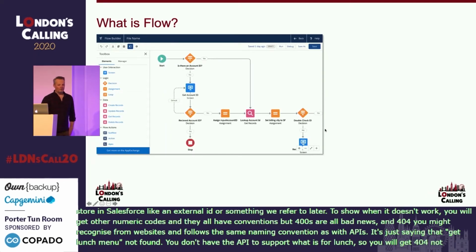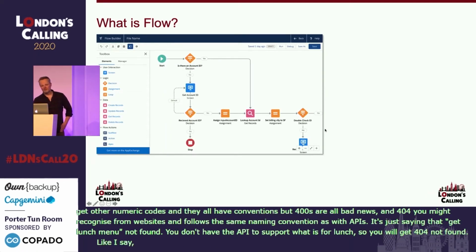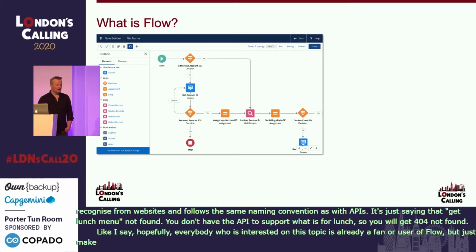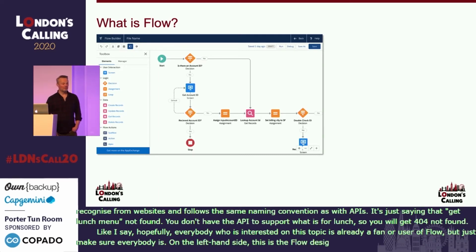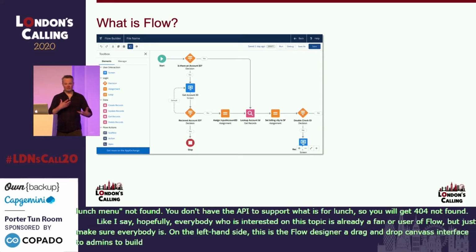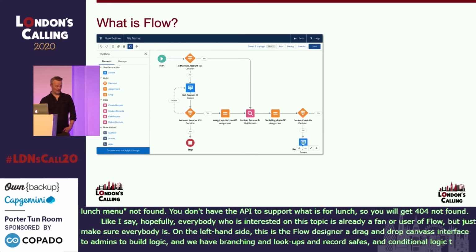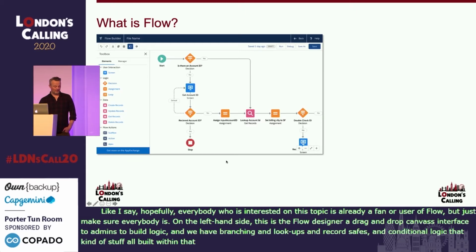Like I say, hopefully everybody who's interested in this topic is already a fan or a user of Flow, but just make sure that everybody is. On the left-hand side there, this is the Flow Designer. It's a drag-and-drop canvas interface for admins to build logic. So we've got some branching and lookups and record saves and conditional logic, that kind of stuff, all built within that relatively newer interface, Lightning friendly.